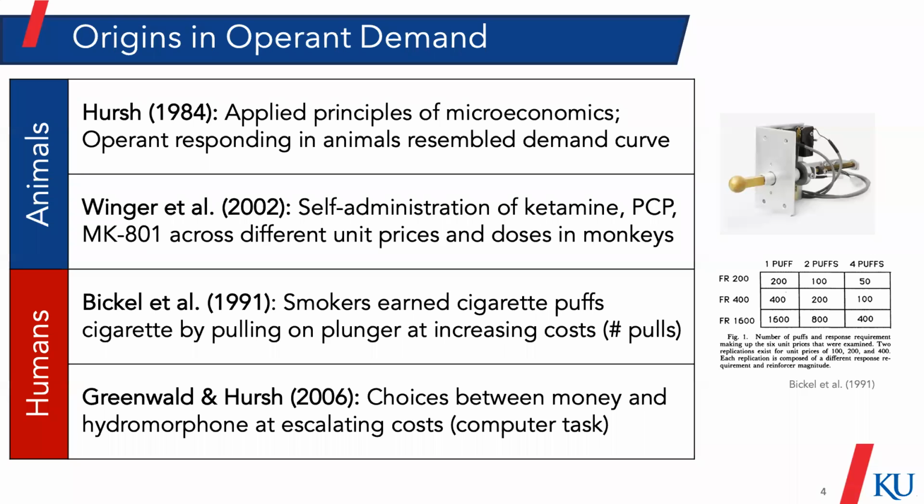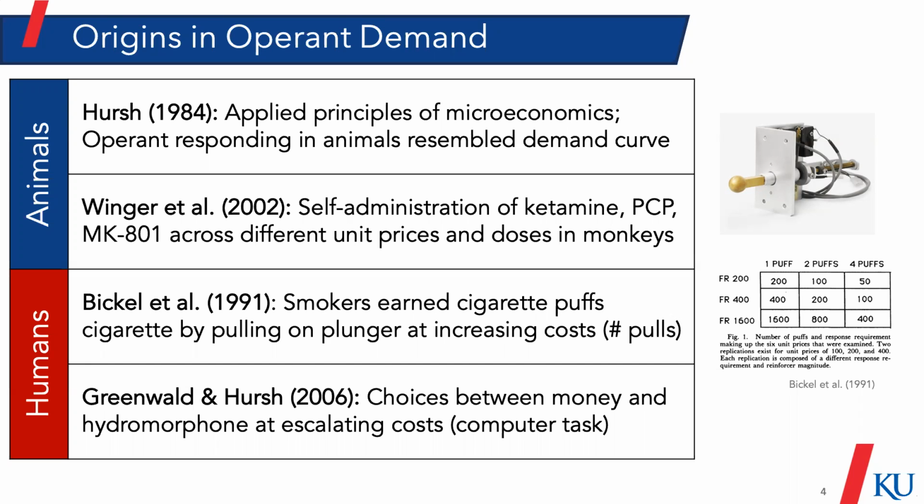Smokers in their study were able to earn puffs of their preferred cigarette by pulling on a plunger. Maybe it's an updated model of the plunger that they would have used, but as you can see here to the right, they used a fixed ratio scale based on whether they wanted 1 puff, 2 puffs, or 4 puffs, and an increased response requirement from 200 to 400 to 1600 fixed ratio. What they found is that this arrangement produced demand curves that looked very similar to what we see in the animal operant responding tasks.